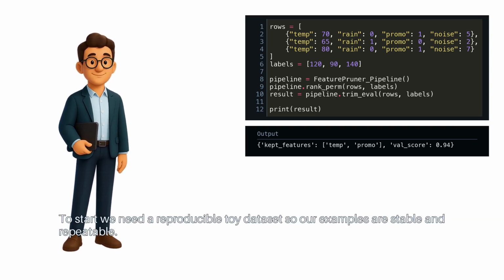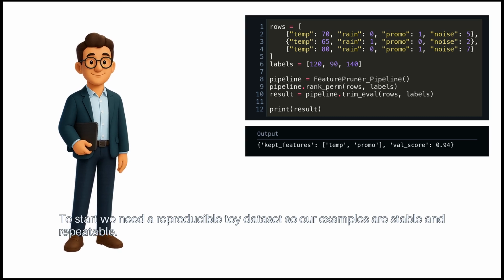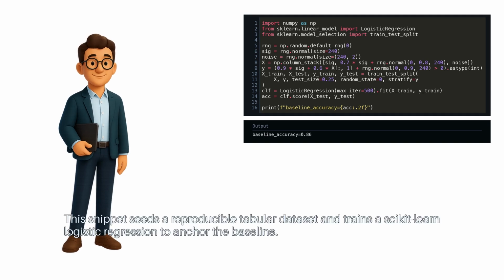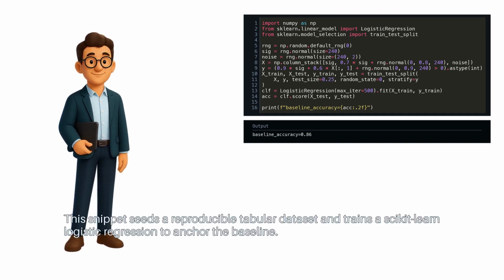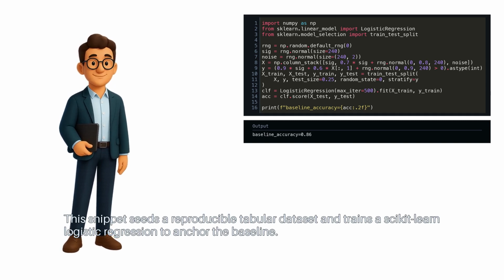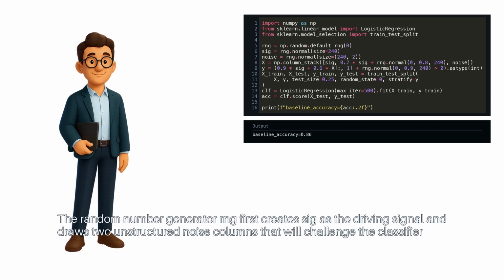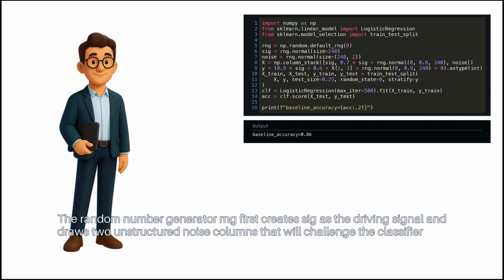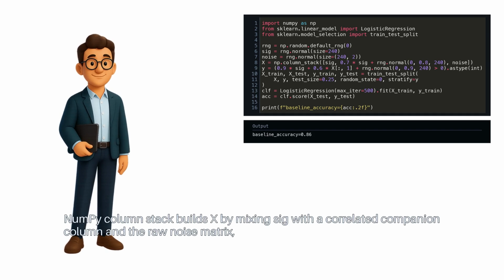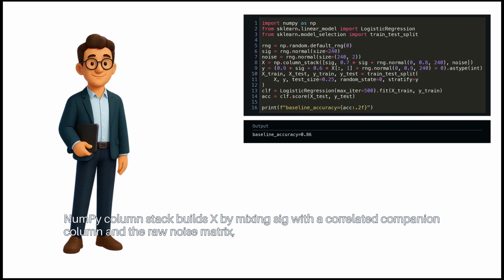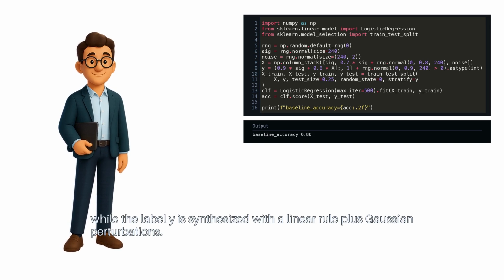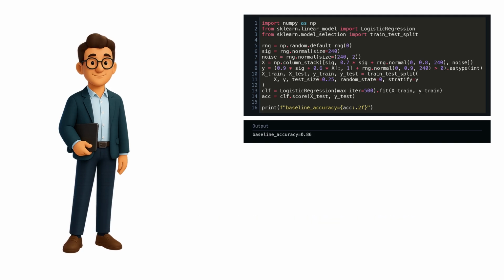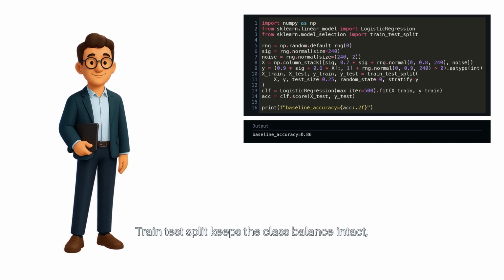To start, we need a reproducible toy dataset so our examples are stable and repeatable. This snippet seeds a reproducible tabular dataset and trains a scikit-learn LogisticRegression to anchor the baseline. The random number generator, RNG, first creates sig as the driving signal and draws two unstructured noise columns that will challenge the classifier later. NumPy column stack builds X by mixing sig with a correlated companion column and the raw noise matrix, while the label y is synthesized with a linear rule plus Gaussian perturbations. Train test split keeps the class balance intact.